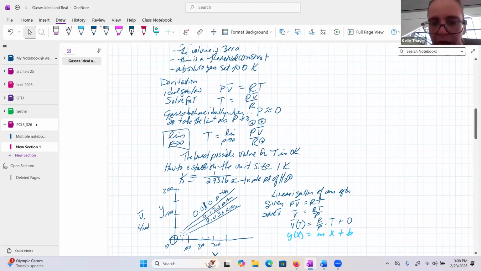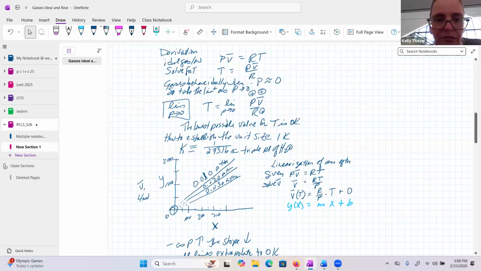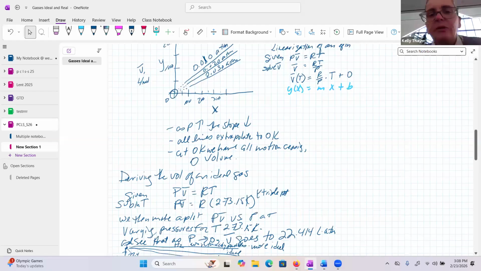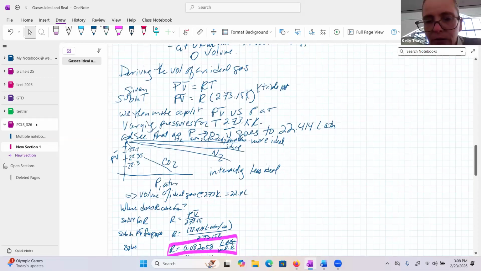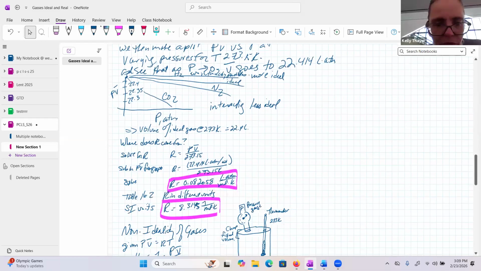And we do that by the y equals mx plus b linearization, and we take the limit. We also saw how we could derive the volume of an ideal gas. So we've told you it's 22.414, but how do you know that? Well, here we can show you how you can actually get that. And we do that relative to the triple point.